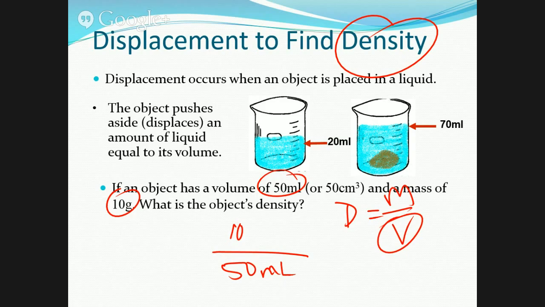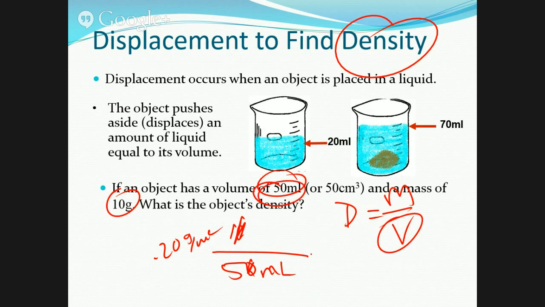So what does it have to be less than? It has to be less than 1. It has to be a decimal. Okay, and easy math, cancel out the zeros, 1/5. 1/5 of $1 is 20 cents. So our answer is 0.2. Okay, that's our answer, grams per milliliter.